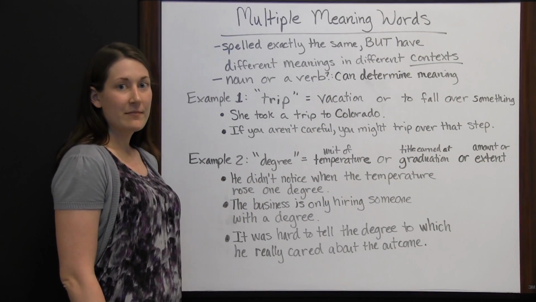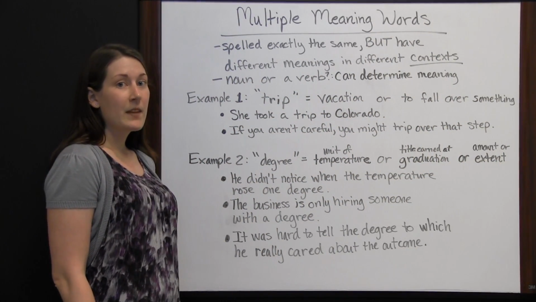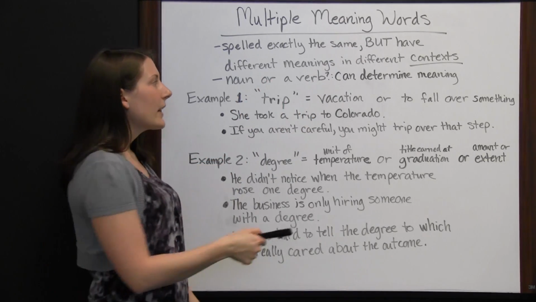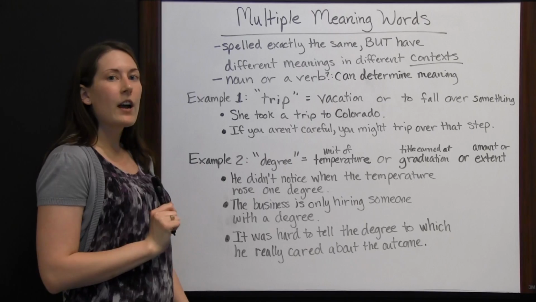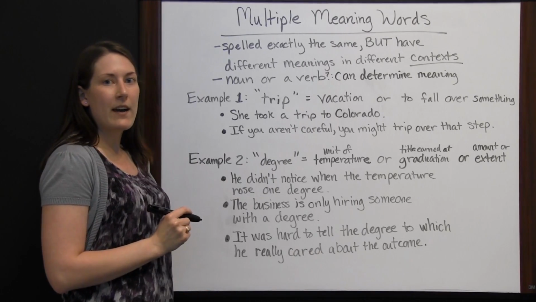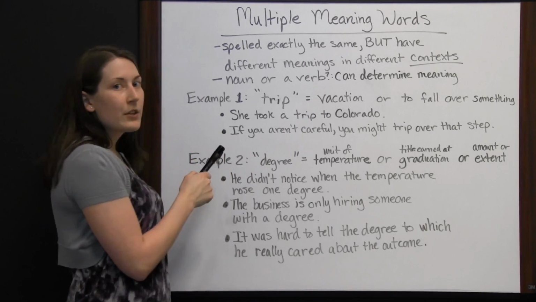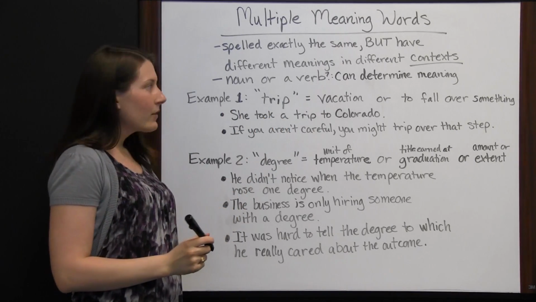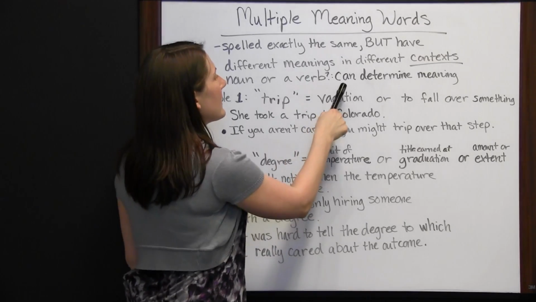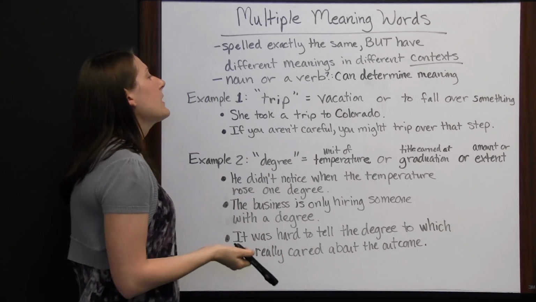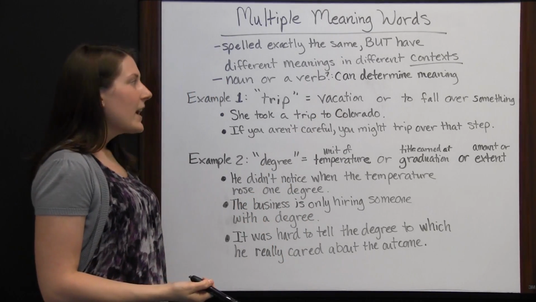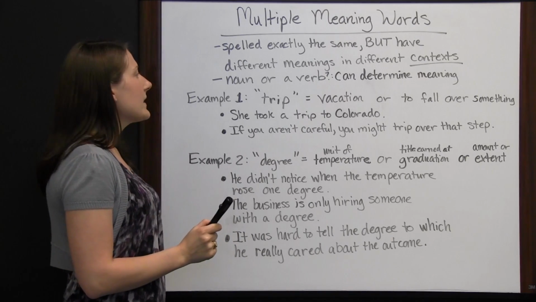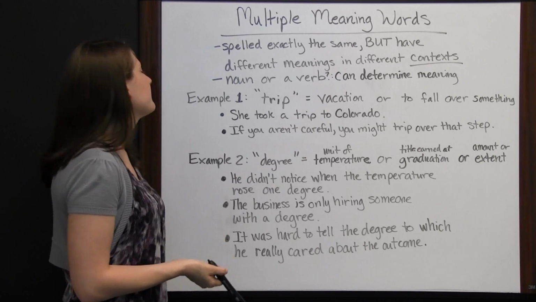Multiple meaning words. Some words are spelled exactly the same, but they have different meanings in different contexts. So you have to look at context clues to figure out which version of the word you have in your sentence. One way you can do that is by looking to see if the word is a noun or a verb. The grammatical category that the word is can determine what the word means. And vice versa. If you aren't sure of the pronunciation, but you know which version of the word is being used, you can figure out what the part of speech is.